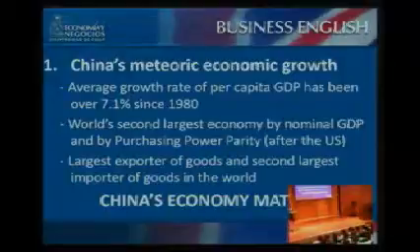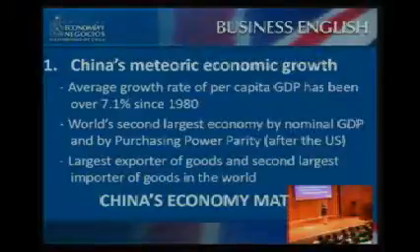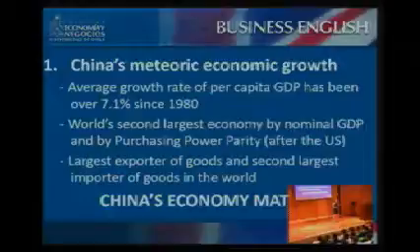They're the world's 2nd largest economy by nominal GDP and by purchasing power parity, after the US. And also they're the largest exporter of goods and 2nd largest importer of goods in the world. As I said, as you all admitted, we all have something that's made in China. It's kind of a big deal. So this means that China's economy kind of matters in the world scheme of things, right?